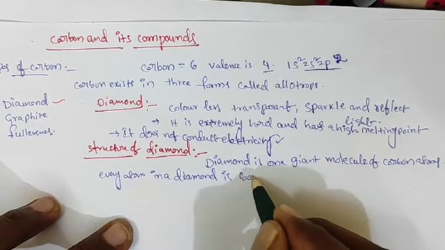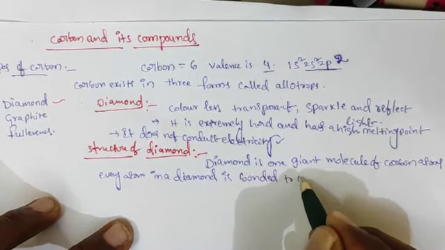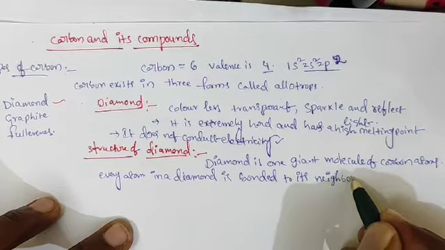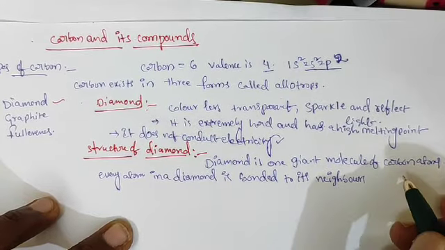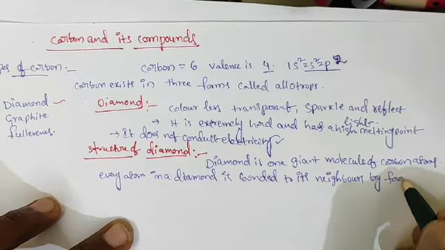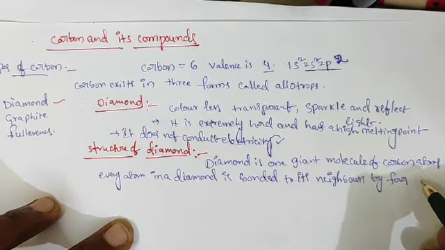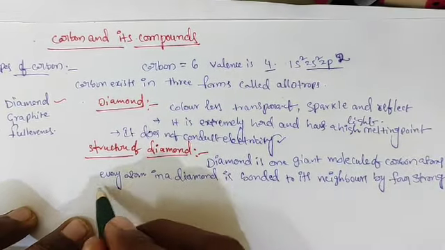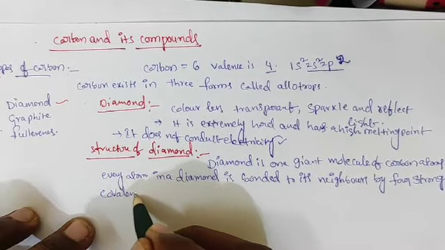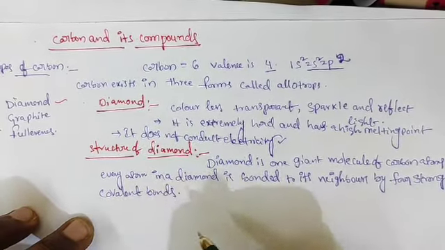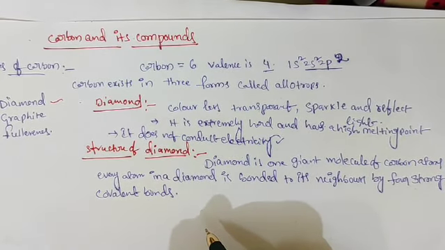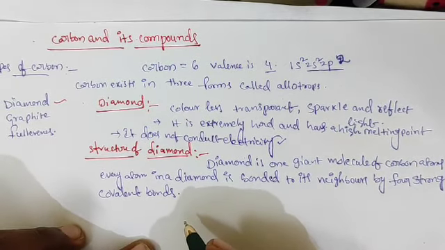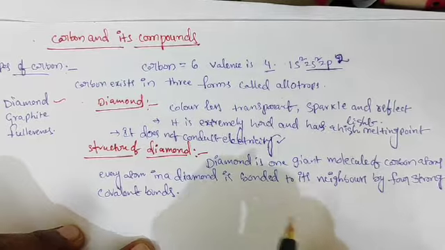is bonded to its neighbors by four strong covalent bonds. Very important point. Four strong covalent bonds. How is a covalent bond formed? Okay, I will explain.